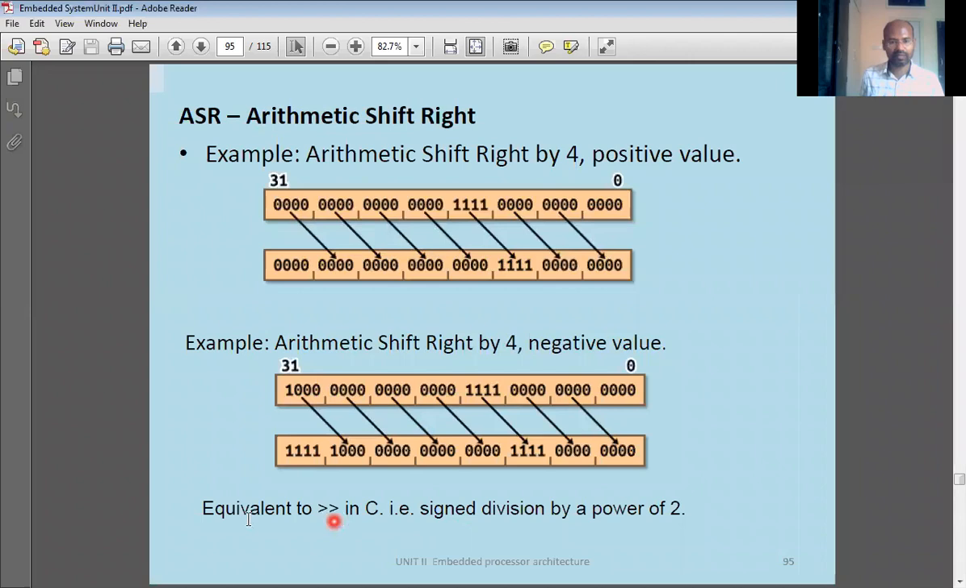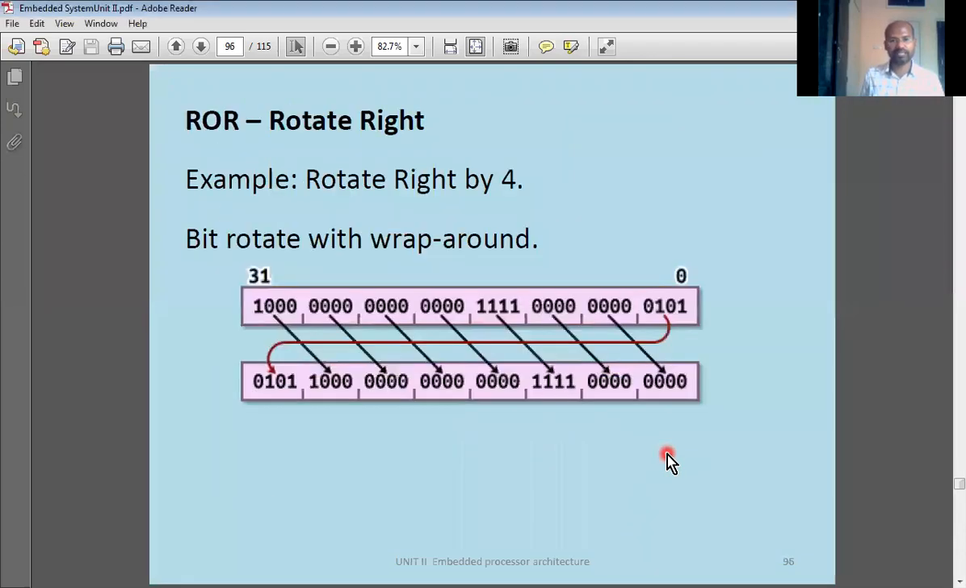And we all know the equivalent of right shift is signed division by a power of 2. Right shift means we are dividing by a power of 2. Left shift means we are multiplying with powers of 2. Next, another instruction is ROR, rotate right. Rotate means there is nothing dropping here.